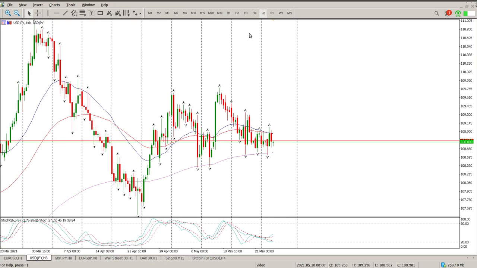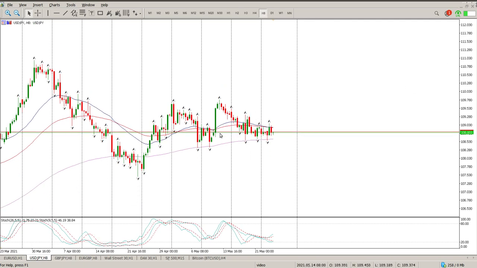If we move across to US dollar Japanese yen, if you look at that, it's not something I want to be paying attention to at all. Last week and this week it's been the same so far. Oscillators have crossed over on the faster moving oscillators.